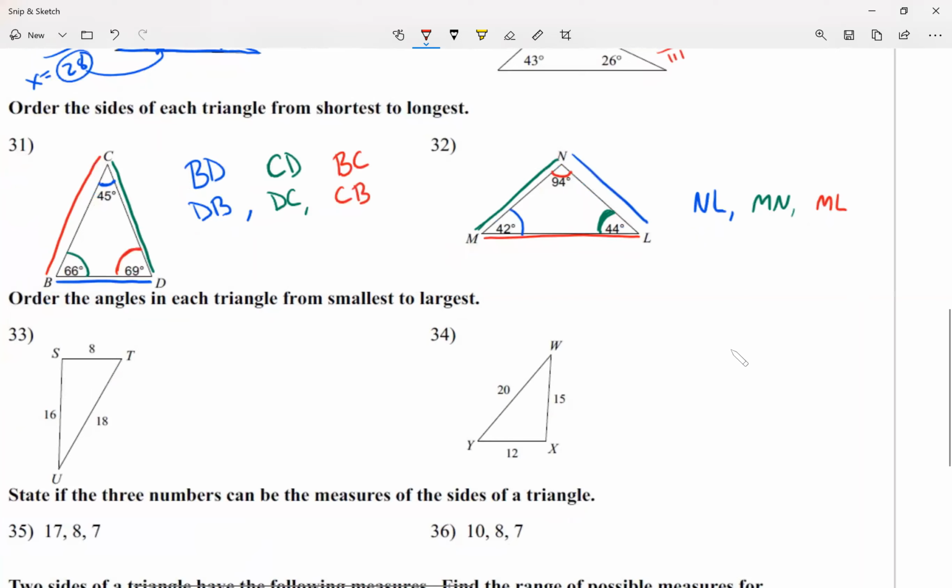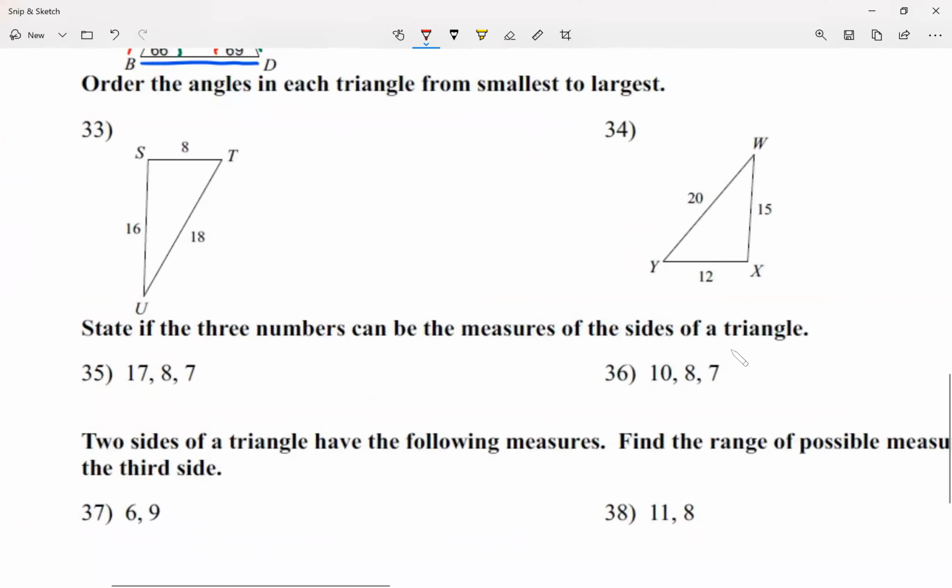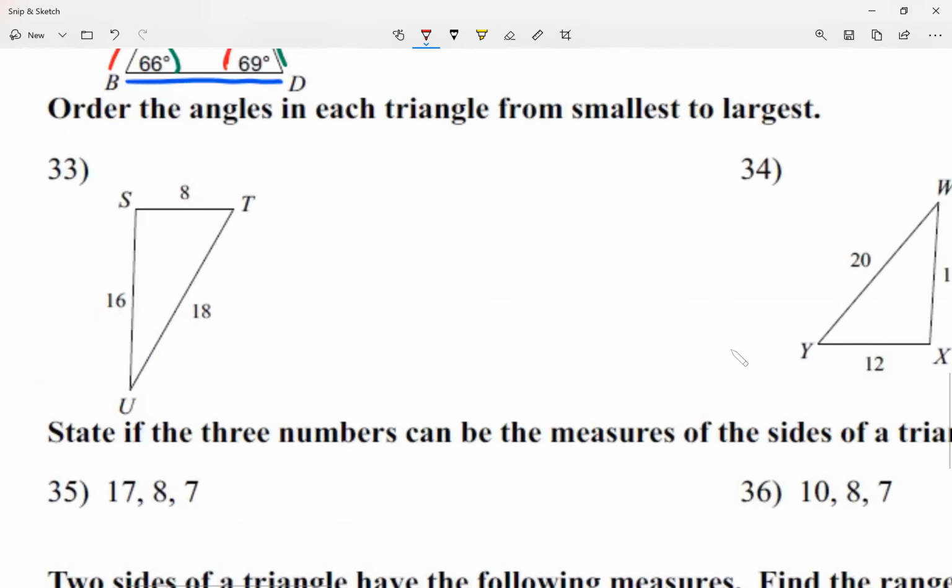Now let's take a look at number 33. Remember, I'm working up until number 42. Okay, number 33. Order the angles in each triangle from smallest to largest. Okay. So let me find the smallest side is 8. And that is opposite to this angle.